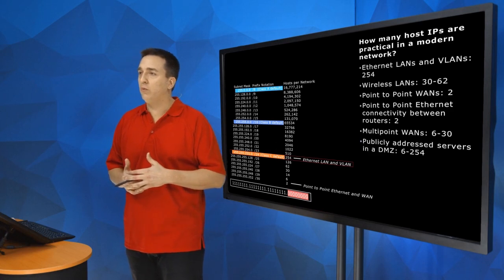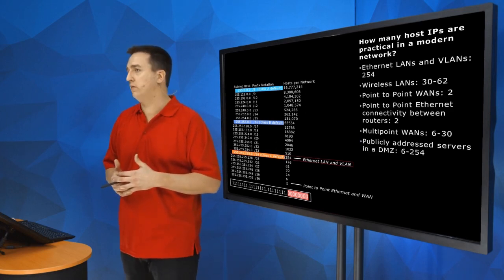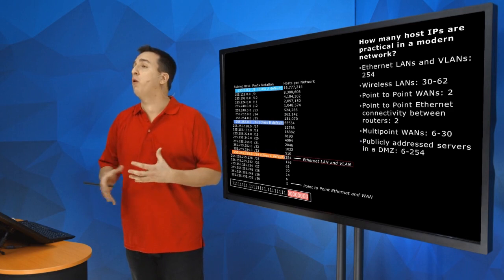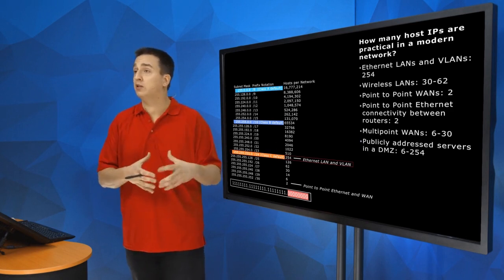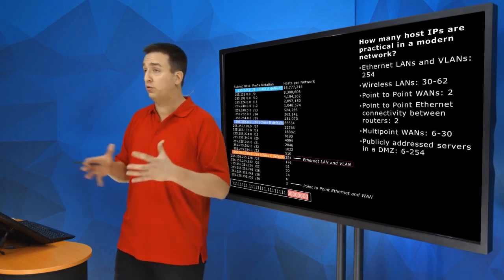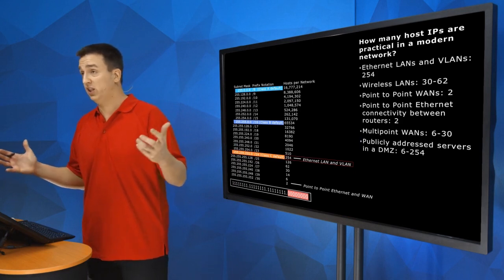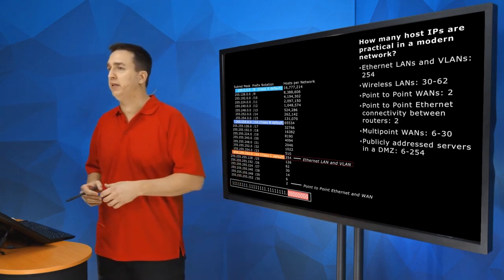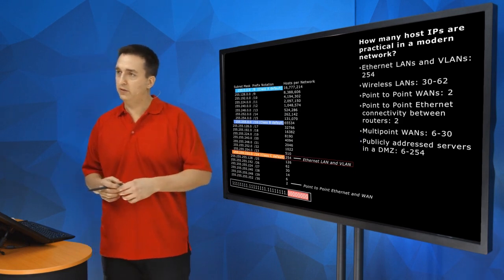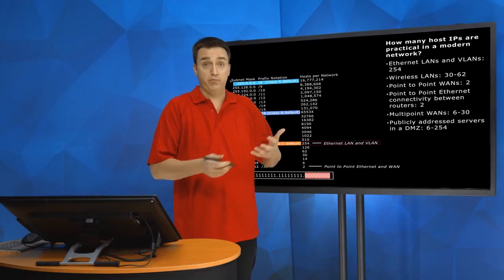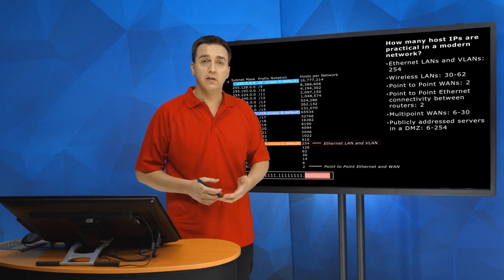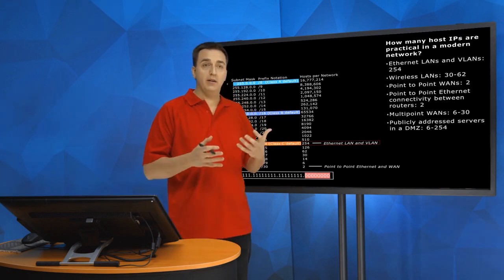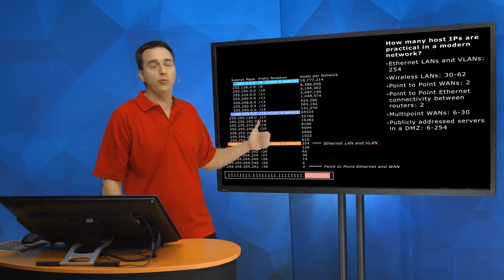Multi-point wide area networks, meaning a hub and spoke style of topology where we have headquarters and we have branch offices connected to headquarters through the same WAN. 6 to 30 as an example. And DMZs, well, it really depends on the DMZ, depending on the number of servers you have per customer, per client, for yourself. So in practical terms here, do we ever go above 254?